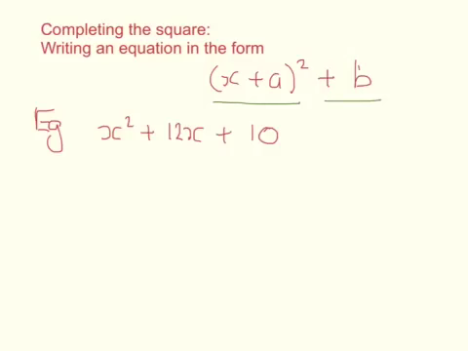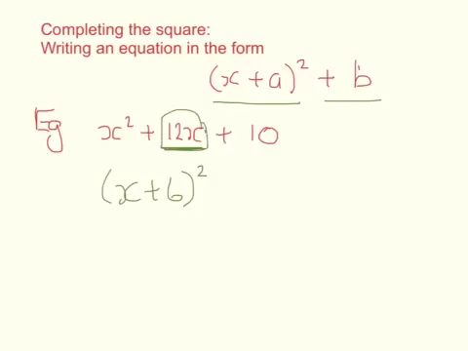So here's an example. Can we write x squared plus 12x plus 10 in the completed square form? The first thing we do is we put in a bracket x plus something. To work out what this number is, you look at the number in the middle of your quadratic and you half it. So half of 12 is 6. So x plus 6 squared is going to be my bracket. So I've decided that a is going to be 6. And every time, a will be half of your coefficient of x in your quadratic expression.